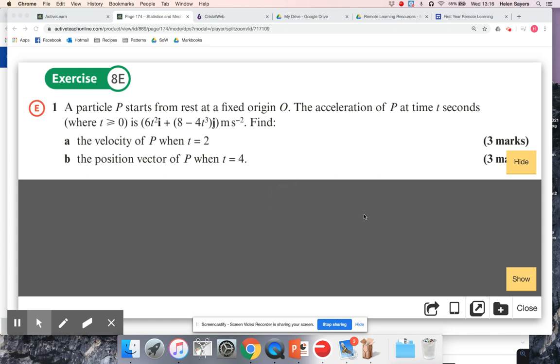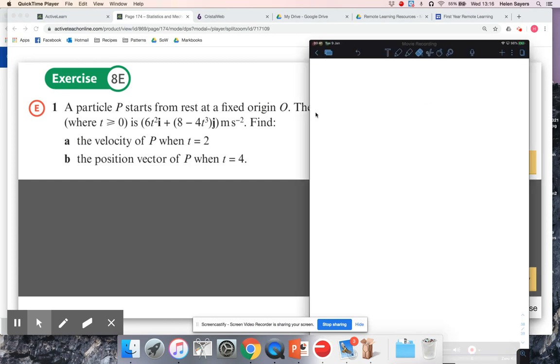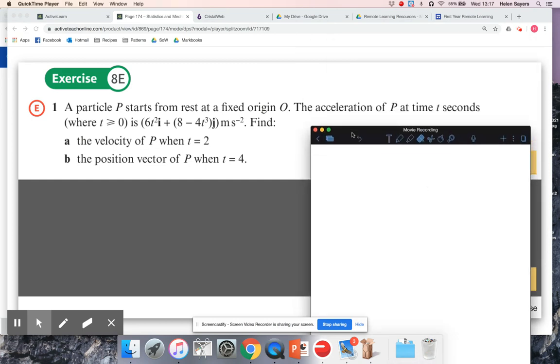Okay, so we're looking at the second year Stats and Mechanics textbook, and we're on exercise 8E, which is on integrating vectors. So I'm given the acceleration, and I'm asked to find the velocity. There's no reference in the question as to whether I should be integrating or differentiating, so I need to make sure I know which way around it all goes.